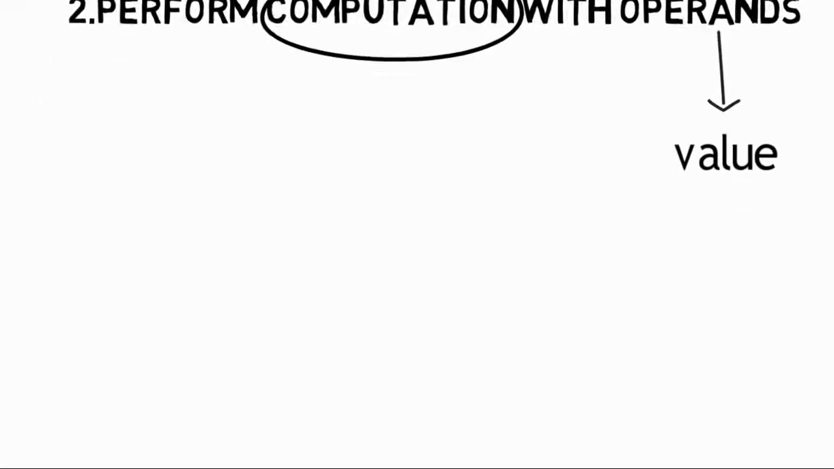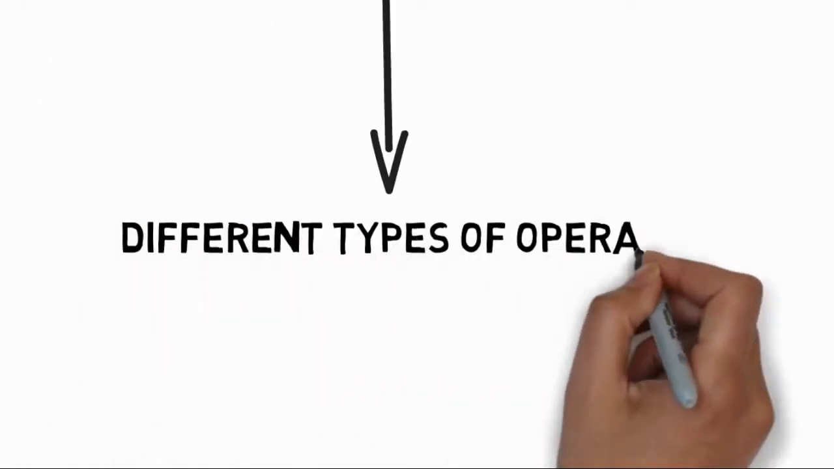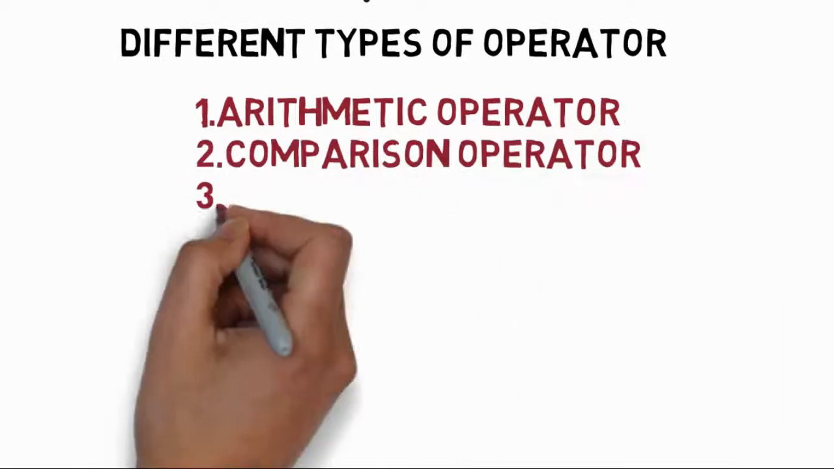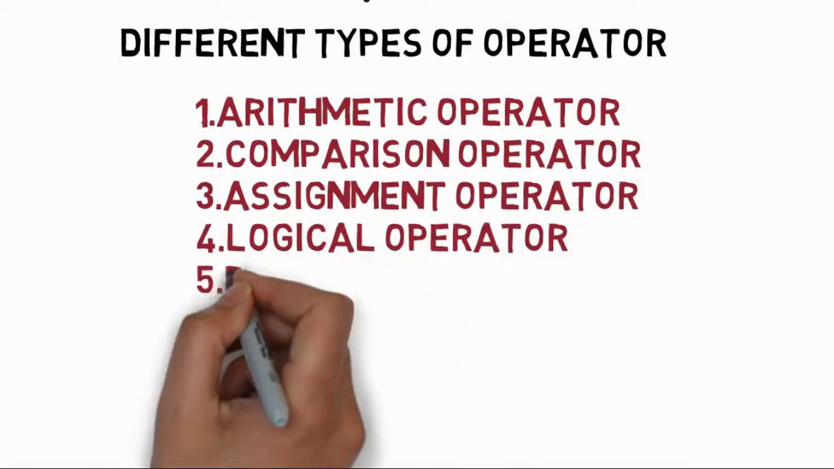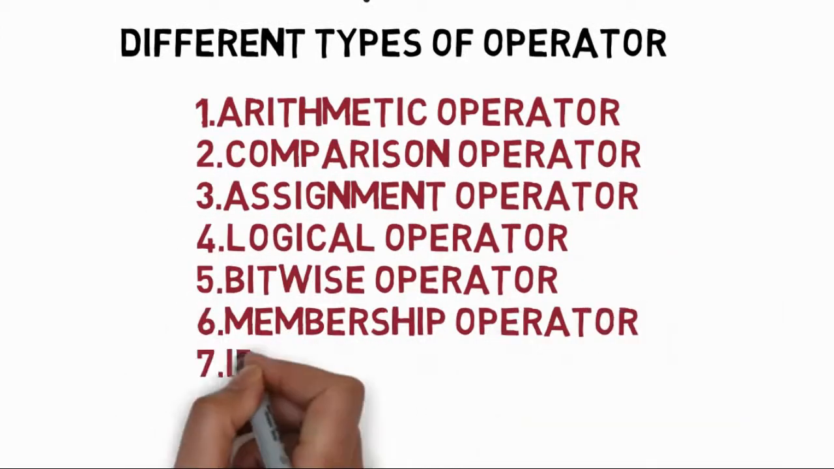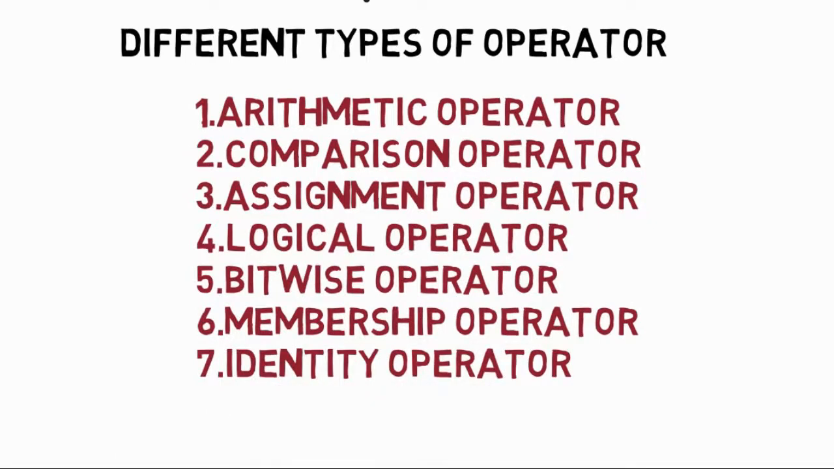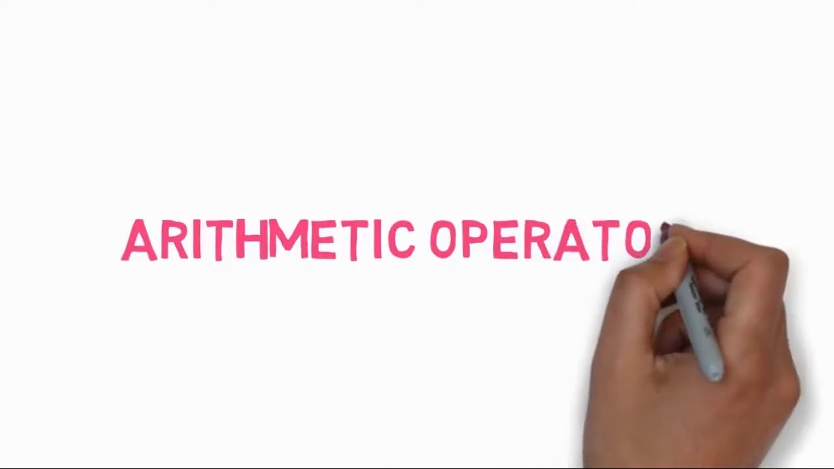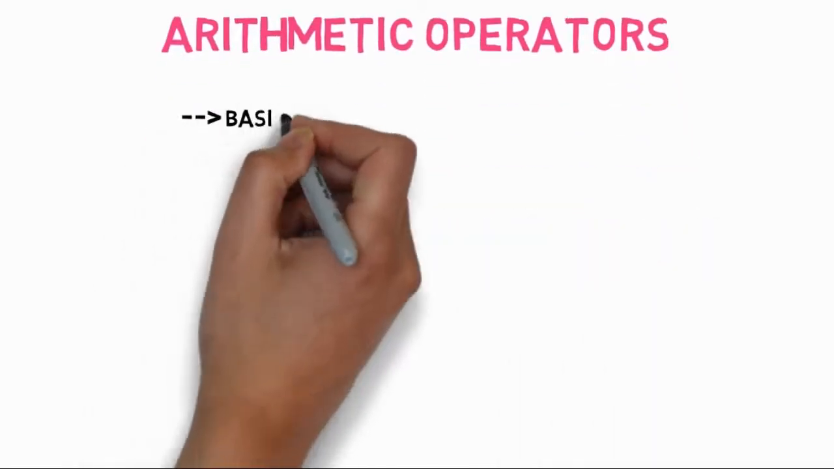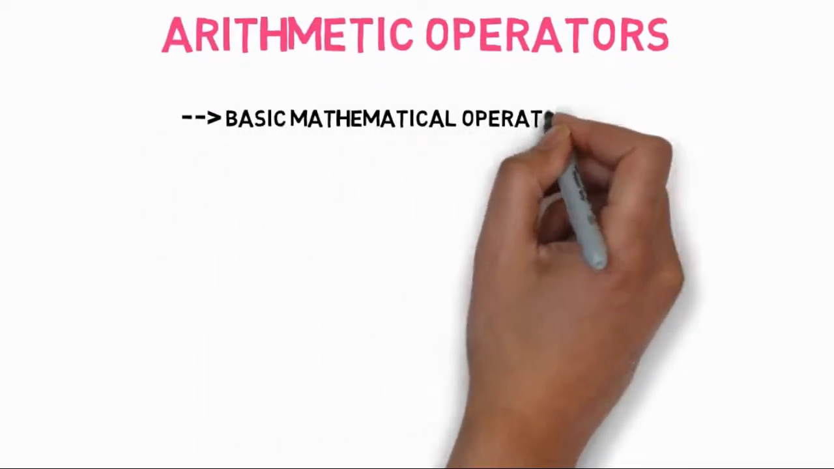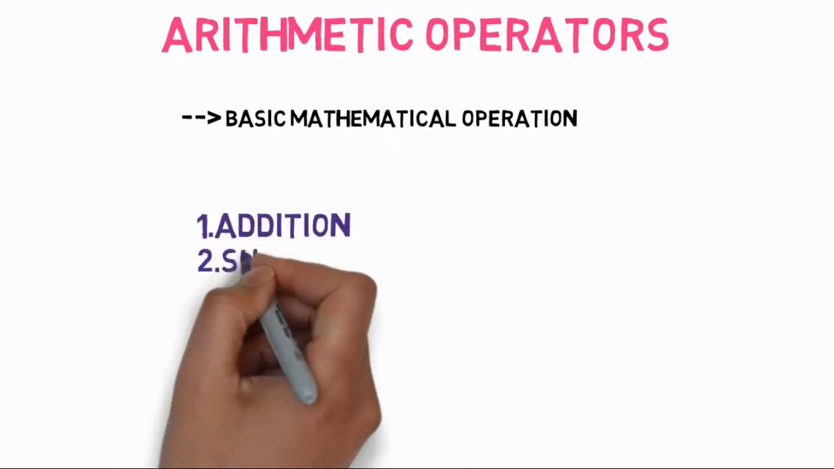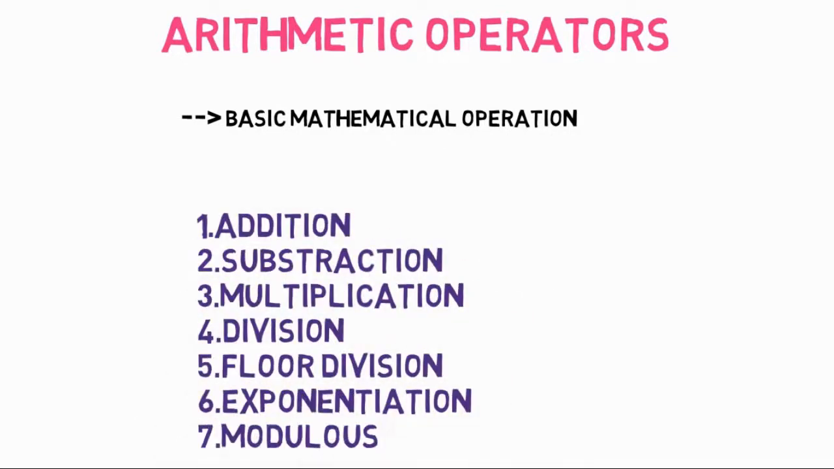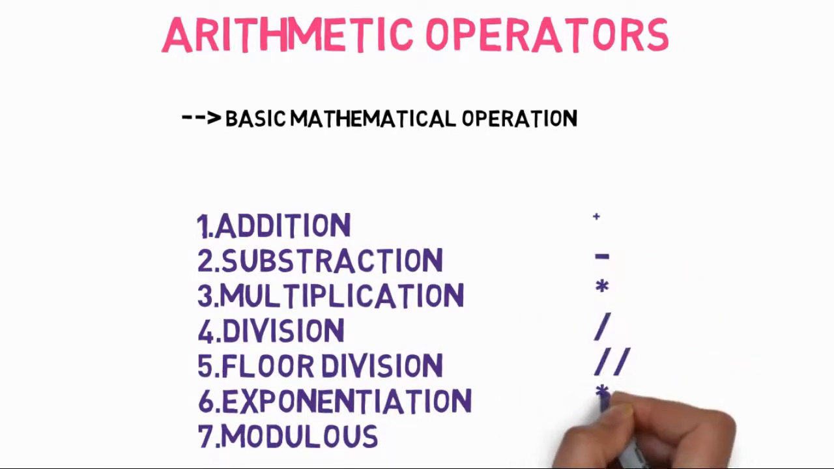With respect to computation, we can classify the operators into different types. These are arithmetic operator, comparison operator, assignment operator, logical operator, bitwise operator, membership operator and identity operator. First, let's see about the arithmetic operators. These operators are basically used to do basic mathematical operations like addition, subtraction, multiplication, division, floor division, exponentiation and modulus operation. So these are the symbols for those operators.